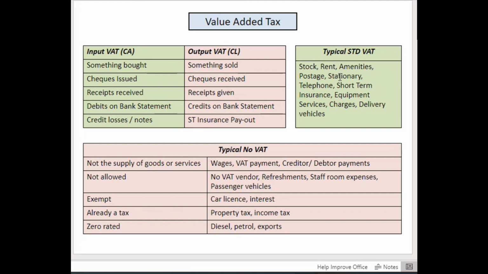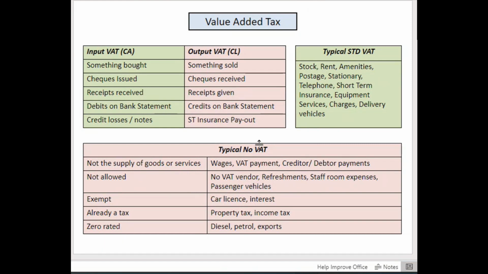And then typical standard VAT items are stock, rent, amenities, postage, stationery, telephone, short-term insurance, equipment, services, charges, delivery vehicles. Those are typical standard VAT. And I use the word typical because they come up both in the bookkeeping and in this subject as transactions. So that's how I found them. I looked at a question and I said, these are the things that typically come up there. And when you see any of these, then you know that it is standard VAT.